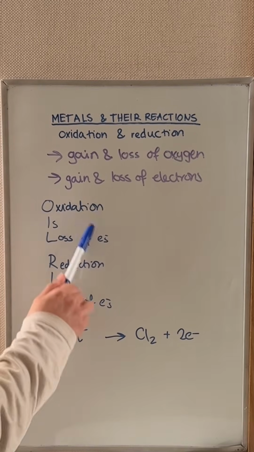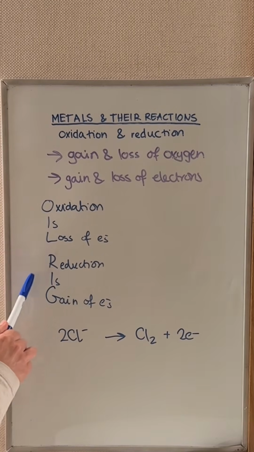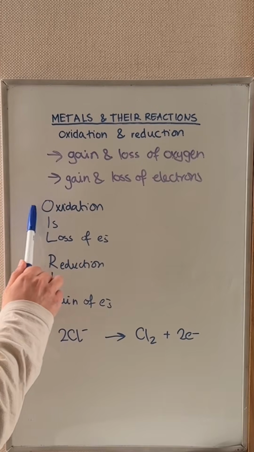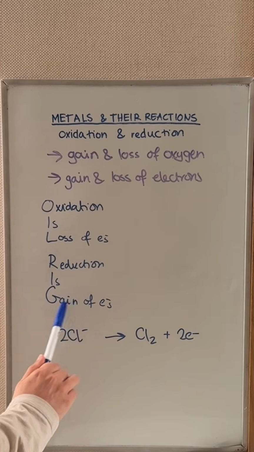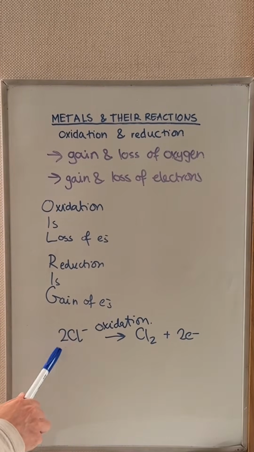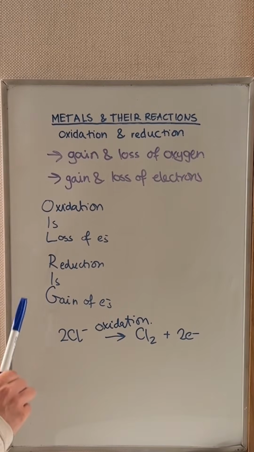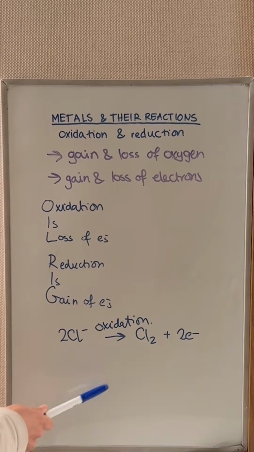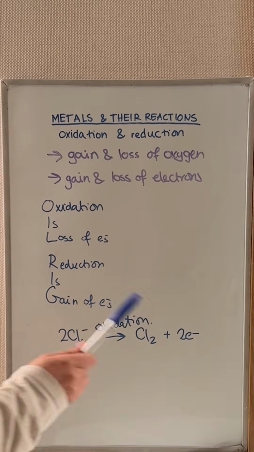So let's go up here and have a look at whether it's going to be oxidation or reduction. I already know oxidation is loss of electrons, reduction is gain. So here I can conclude that this half equation is showing the process of oxidation because two chloride ions lose 2 electrons.